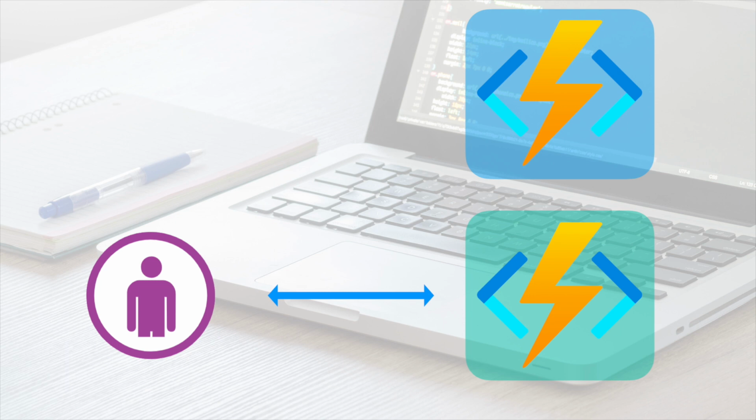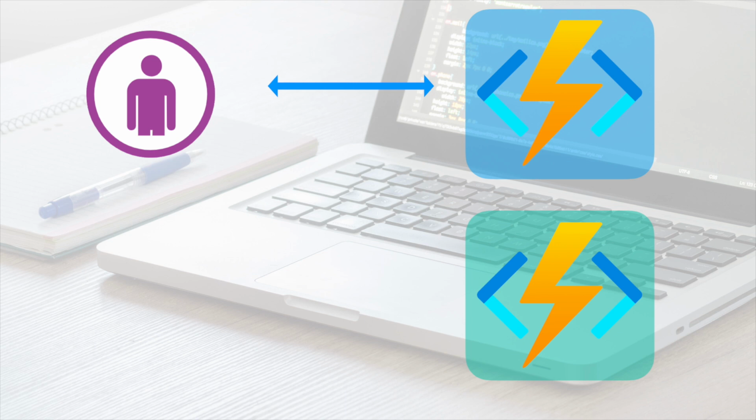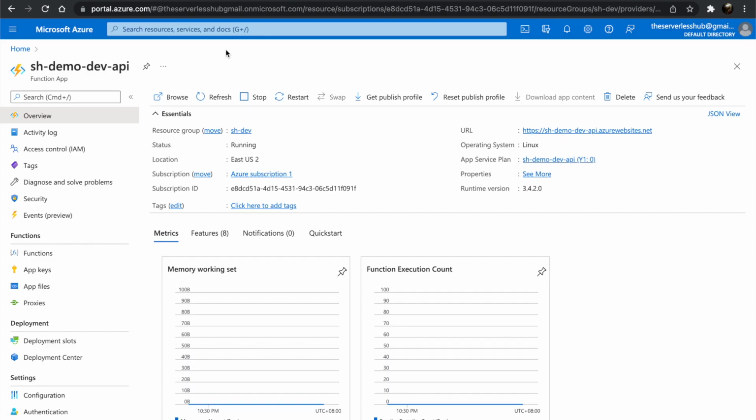Blue-green deployments also help us to simplify rollbacks. If the new code starts failing when handling the production traffic, we can easily switch back to the previous version by simply switching the instances. Let's jump into the Azure portal and see how we can use deployment slots to do blue-green deployments.